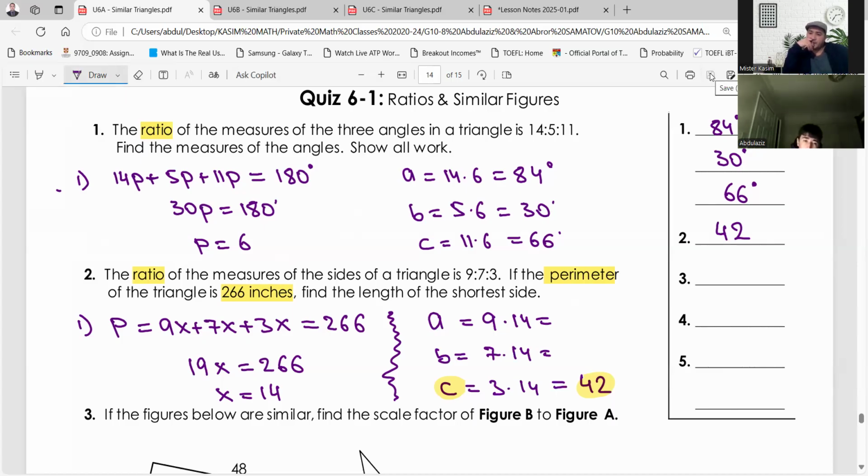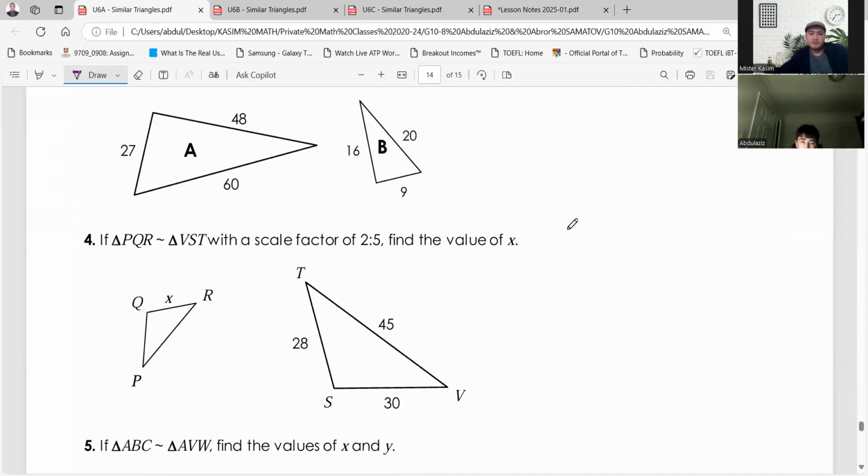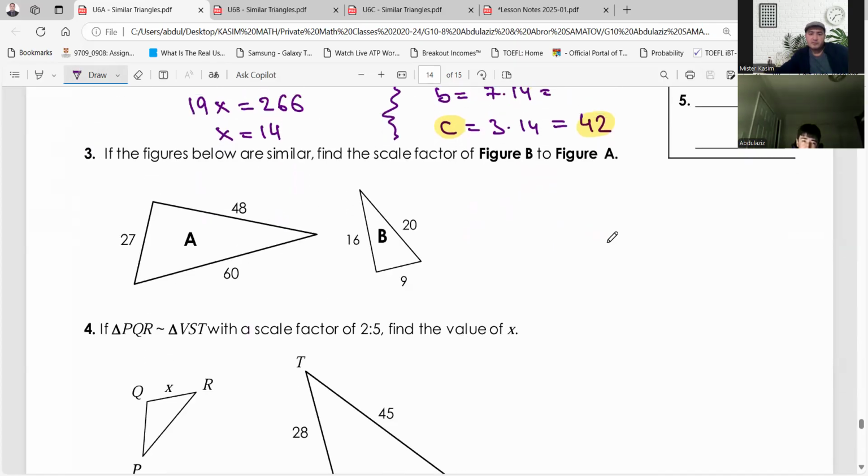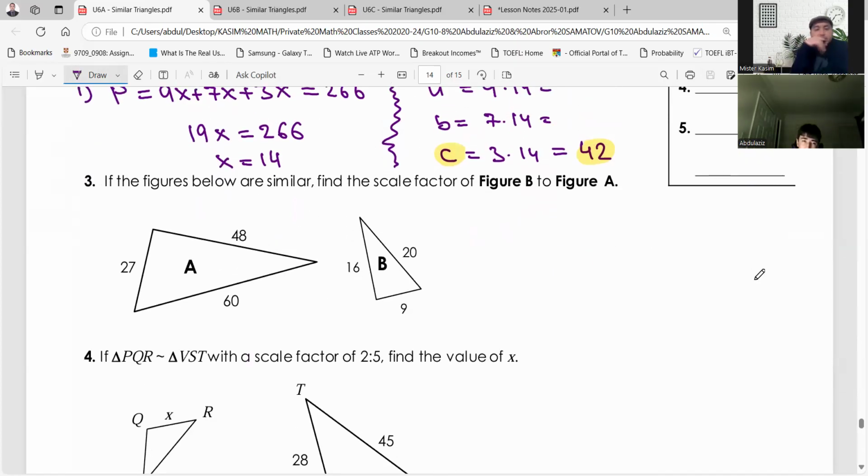Okay, all right. Let's do one more question and finish the class. Read question 3. The figures below are similar. Find the scale factor of figure B to figure A. So what is a scale factor? Figure B to figure A, right? You just take any corresponding sides, right?